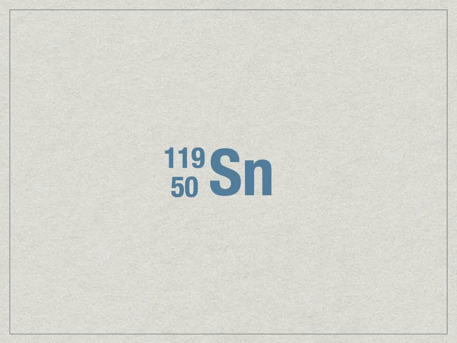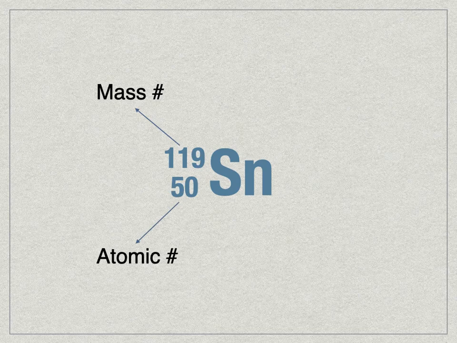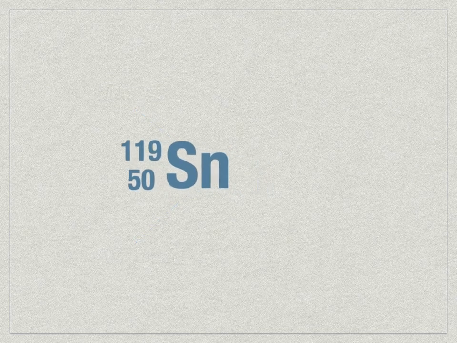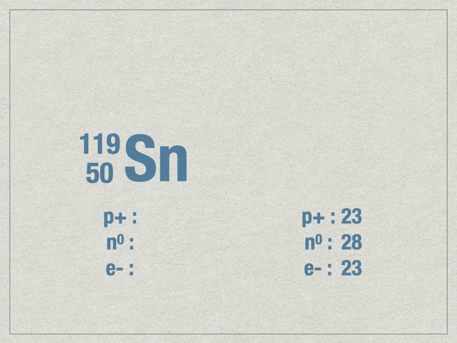Okay, taking a look at this one again. Again, top number is the mass number. Mass number is protons plus neutrons. Bottom number is the atomic number, number of protons. So take a second. Look at those numbers. Again, pause the video. Protons, neutrons, and electrons, write them down.